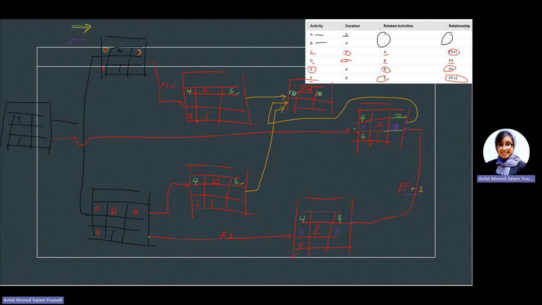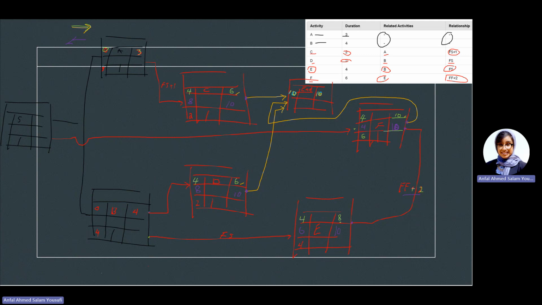Let us see D. So D, it is having one output, which is 10. I'm going to be placing 10 in here. So 10 minus 2, that is an 8. Okay, let's see C. So C is having one output, that is a 10. So 10 minus 2, that is an 8.